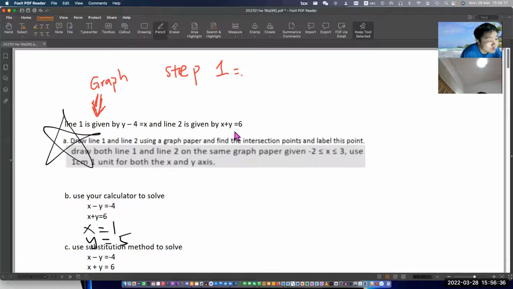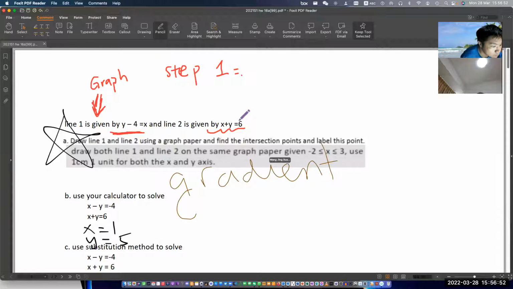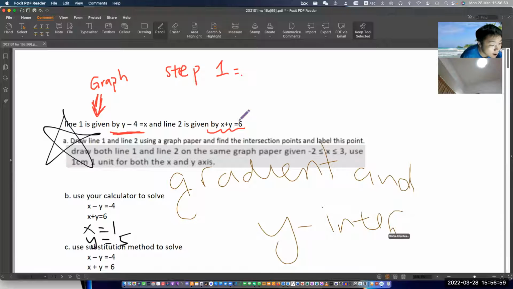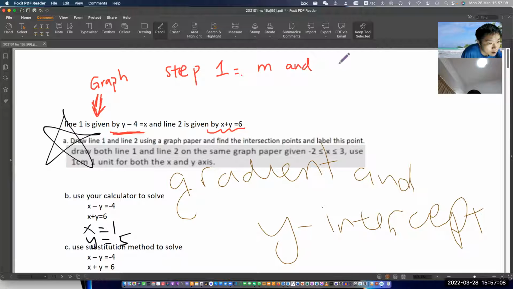So you know you have to graph out line 1. You have to graph out this, and you also need to graph out this. Yeah. So what's your step 1? Gradient. Okay. Then y-intercept. Okay. So your thinking process is, okay, I need to get the gradient and the y-intercept.